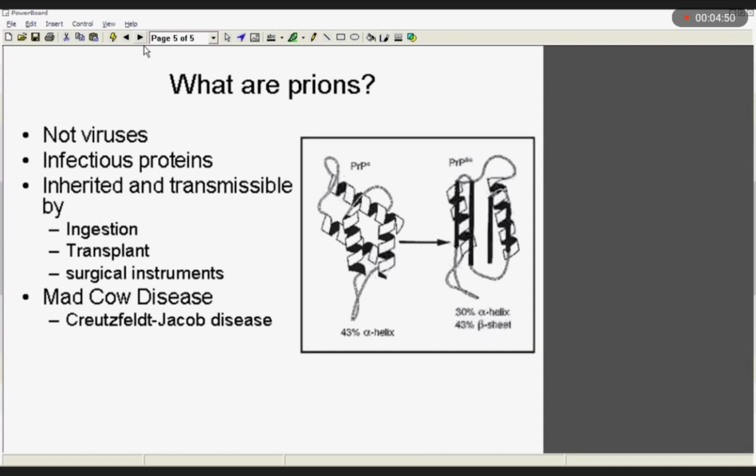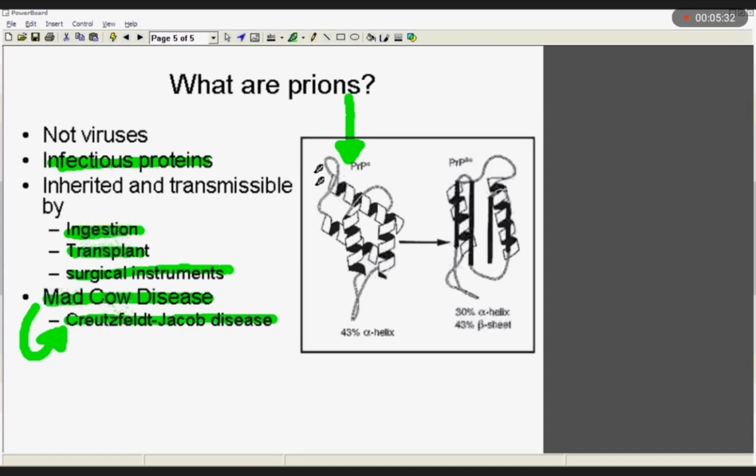Last thing I want to talk about very briefly are prions, and prions are not themselves viruses. What they are instead are proteins that can have a very damaging effect on their host. They are not viruses. They are infectious proteins. And you can get them by consuming foods that have prions in them. You can get them by receiving an organ transplant that contains these prions. You can get them off surgical instruments. And the best example of a prion that causes a disease is a prion that causes mad cow disease. In humans, the same disease is something called Creutzfeldt-Jakob disease.